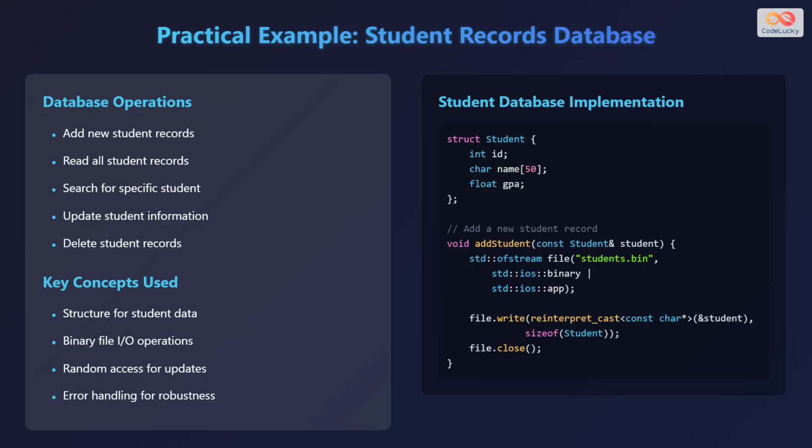In this code snippet, we add a new student record to the database. We open a file in binary append mode using std::ofstream file("students.bin", std::ios::binary | std::ios::app). We then write the student structure to the file using file.write(reinterpret_cast<const char*>(&student), sizeof(student)). Finally, we close the output file stream.